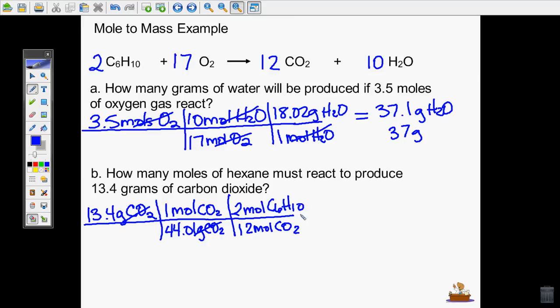C6H14. So my moles of carbon dioxide cancel. Multiply across the top, divide by what's on the bottom, and I get 0.051 mole hexane.